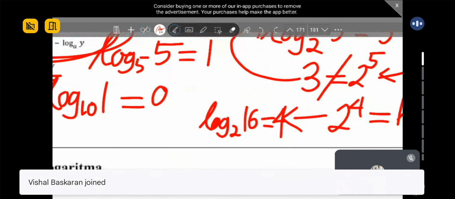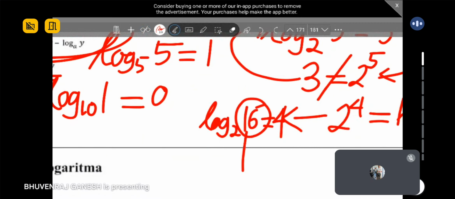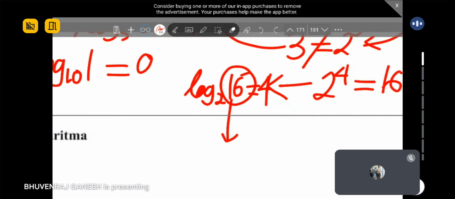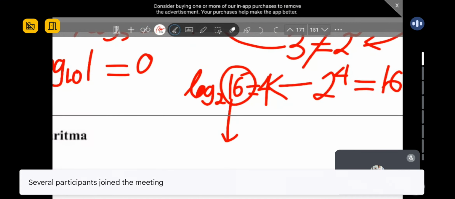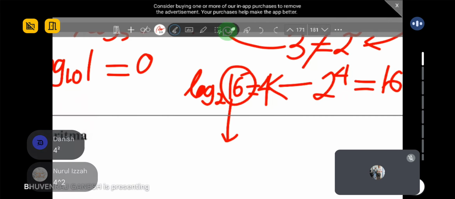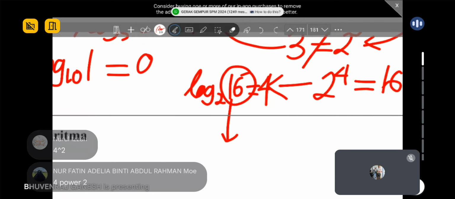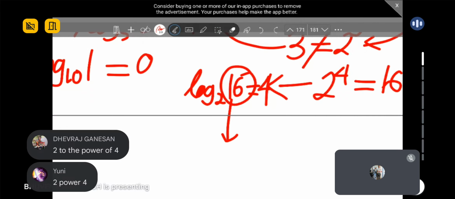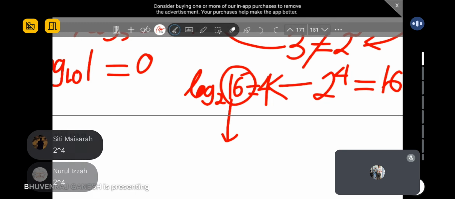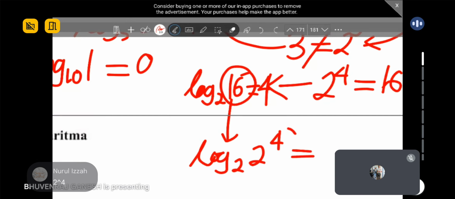So guys, 16. Can anyone tell me 16 is equal to what? Think and see. How can I write 16 in another way? Macam mana saya boleh tulis nombor 16 dalam cara lain? Okay, besides 4 power 2. Kalau saya tak nak 4 power 2. Yes, you can think of it as 2 power 4. Am I right? So guys, this is where we apply the rule.